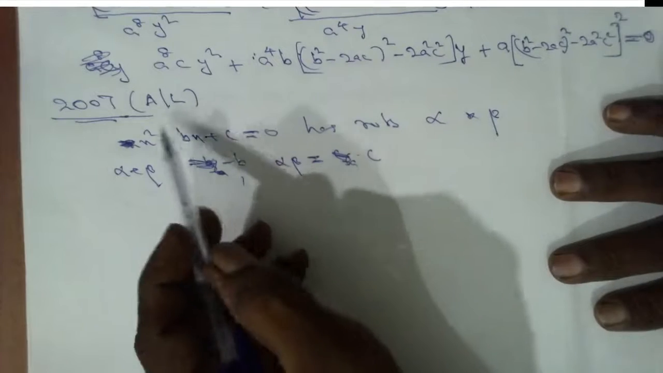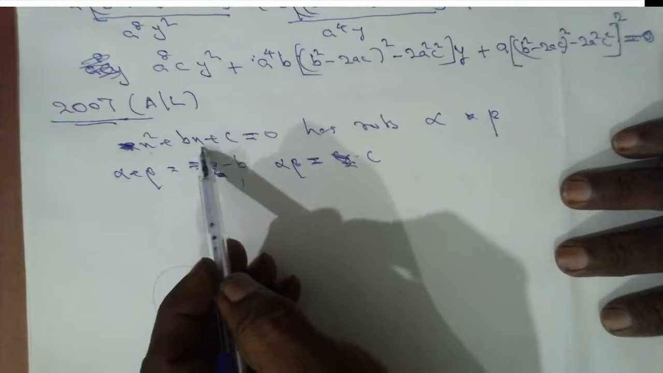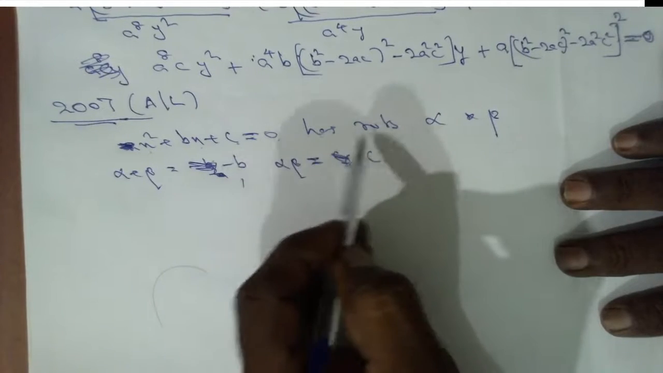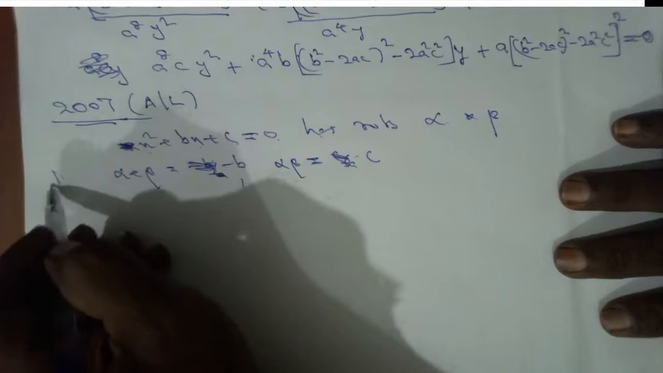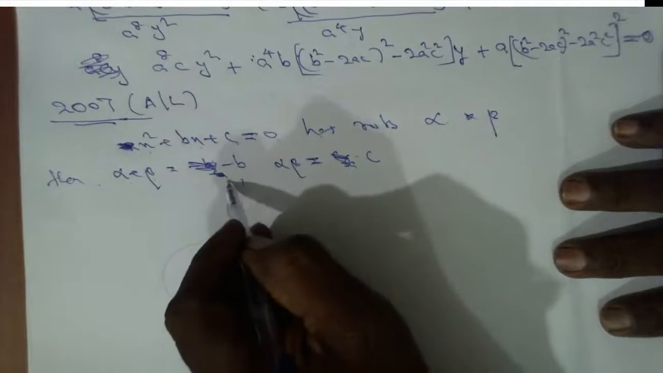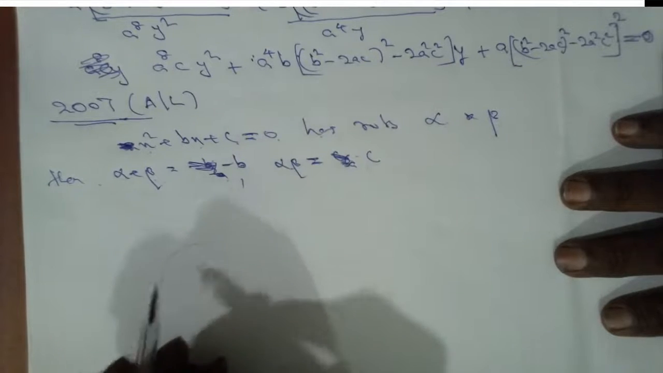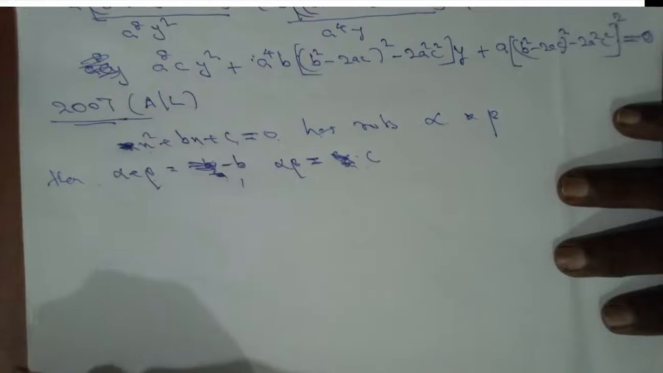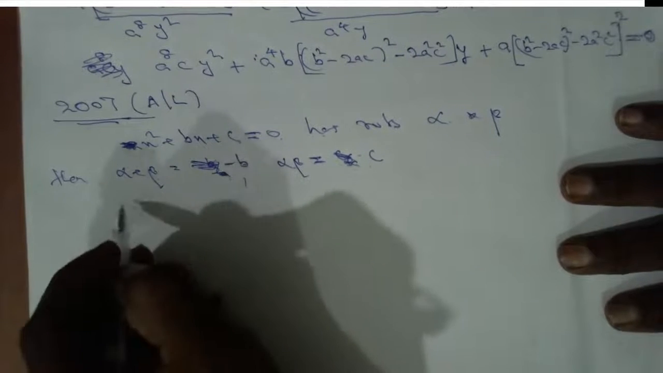If you take the 2007 A-level sum, x squared plus bx plus c equals 0 has roots alpha and beta. Then alpha plus beta equals minus b, and alpha beta equals c. You have to find the quadratic equation whose roots are alpha cube and beta cube.